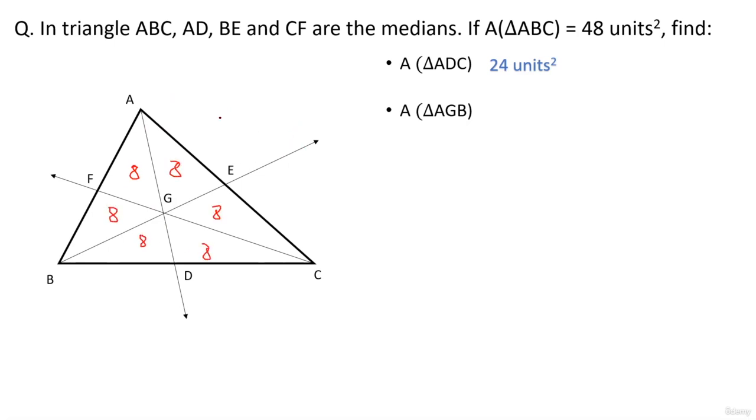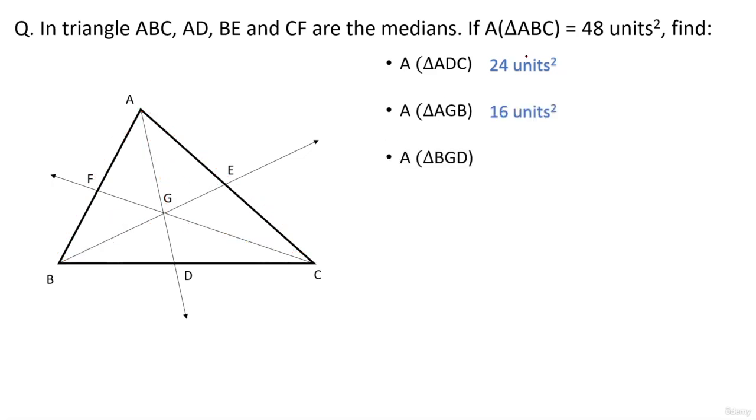Okay. Now they ask you to find the area of triangle AGB. AGB is going to be this area. 8 plus 8, 16. Okay. You can also imagine it, guys. Look, everywhere, these triangles which I'm showing right now are nothing but 1/3 of the total area, right? So we can also take 1/3 of 48 and get the answer 16, whichever is your choice.